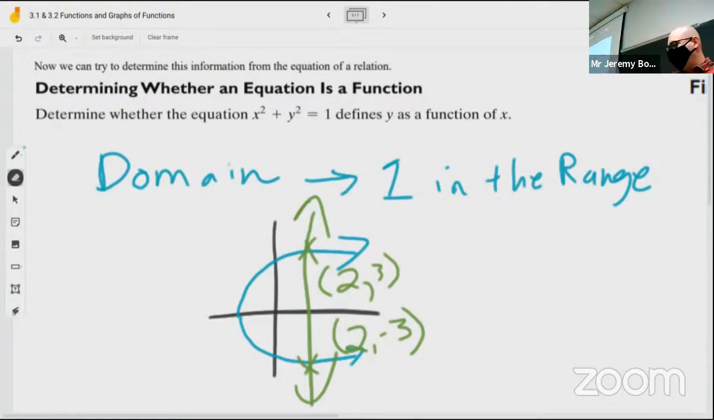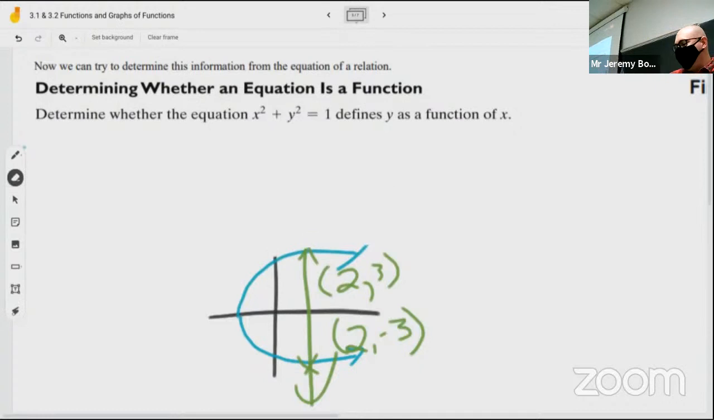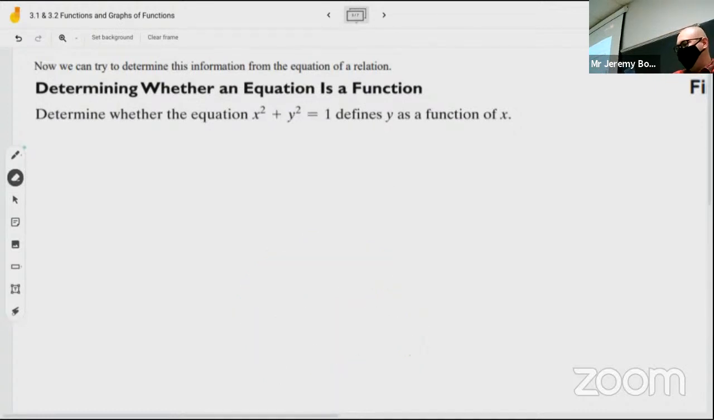All right, so erase all that. How do we determine, if we're given just the equation x squared plus y squared is equal to 1, whether that is a function or not? It is a relation, right? You put in an x value, you get a y value, or you put in a y value, you get an x value. But how can we figure out if it's a function?